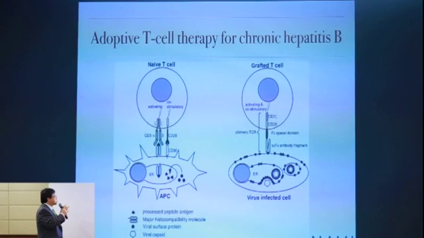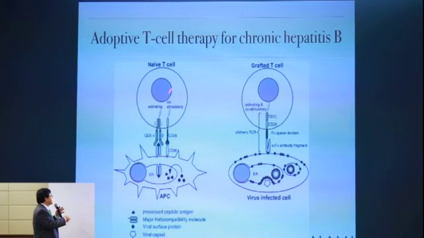As you know, in the two-signal model, the naive T cell must receive two signals at the same time. One is from the TCR, the receptor on the T cell. The other is the costimulatory signal. In that situation, the naive T cells can be activated and get the ability to kill the cells infected by virus. So some experts developed a new technique.